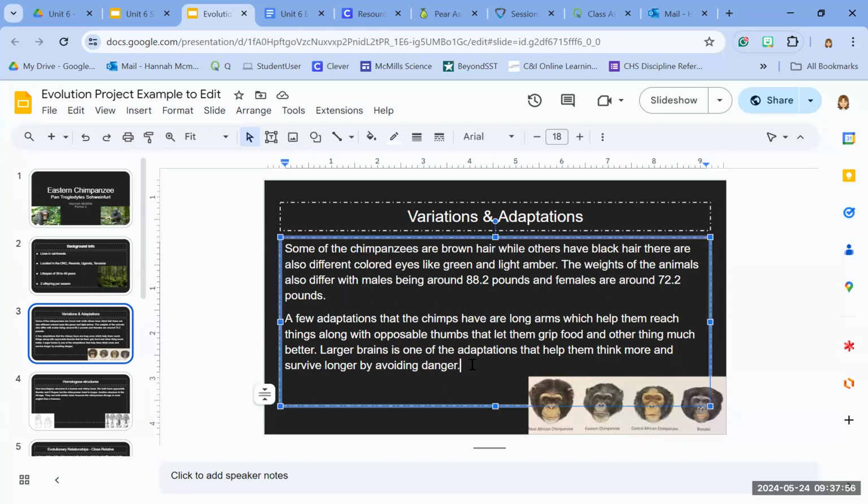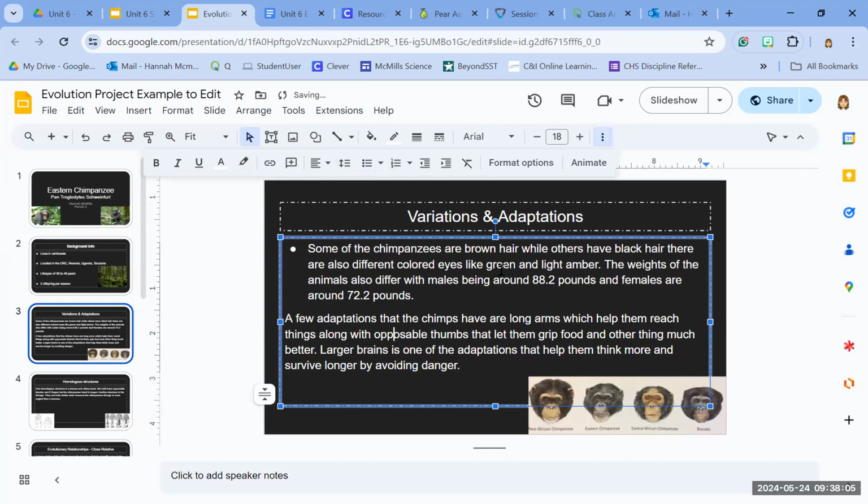If I were to read through this, I would break this up into main ideas first, and then we can make it smaller into our 5-5 rule. Some of the chimpanzees have brown hair while others have black hair. That is one idea or one thought. There are also different colored eyes like green and light amber. That's a thought. The weights of the animals differ, with males being around 82 pounds and females around 72.2 pounds.